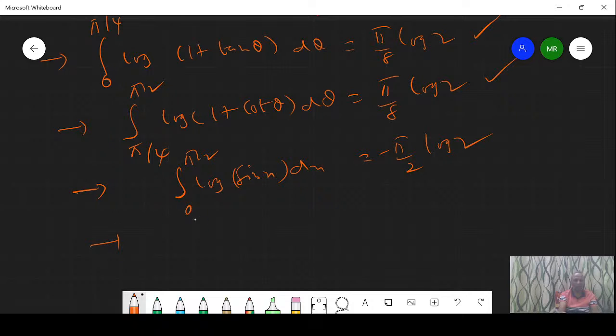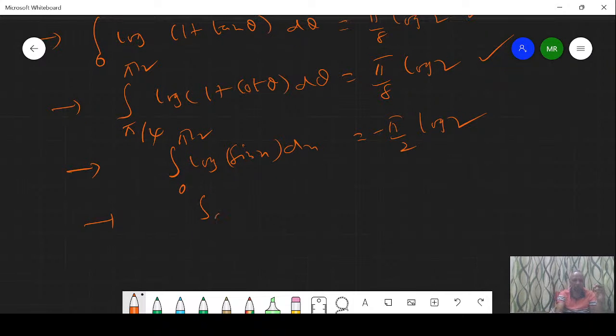Even I can also write the integral from 0 to pi by 2 of log cos x dx. There is no change. The answer is minus pi by 2 log 2. The integral from 0 to pi by 2 of log of cos x dx is also equal to minus pi by 2 log 2, because we know that the integral from 0 to pi by 2 of log of sin x dx is also equal to the integral from 0 to pi by 2 of log of cos x dx. You will understand this.